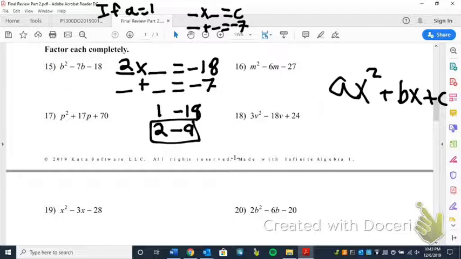So under these circumstances, we make sure that the larger number, the 9, is the negative one, so that when we add them together, we get a negative 7. We then take this, so 2 and negative 9, and we put it into parentheses of a variable plus one of the numbers, or in this case, b plus 2, times b minus 9, and that's our answer. Everything with the zero product theorem, that's the next chapter.